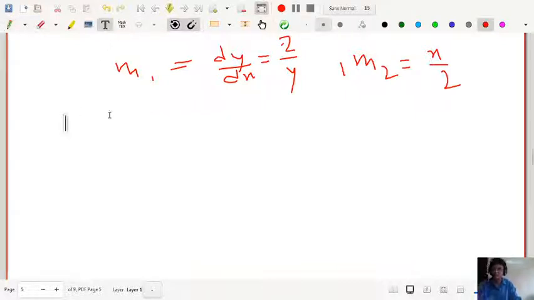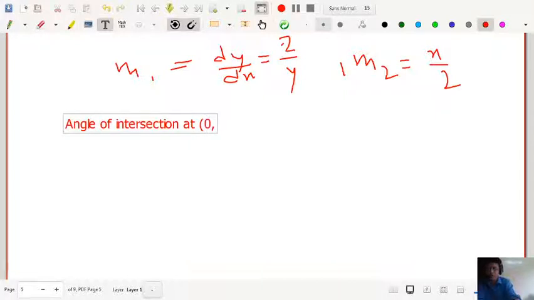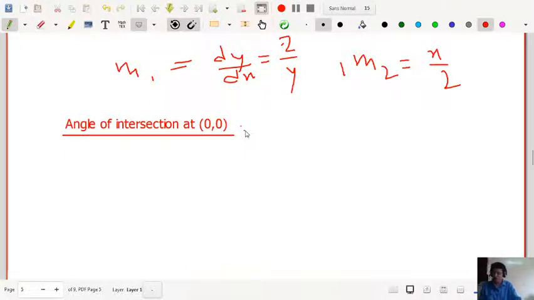Let us find out the angle of intersection at the origin, because there are 2 points of intersection. So let us first visualize what will happen in the angle of intersection at (0, 0). So if it is (0, 0) at the origin, you see m1 goes to infinity, the value of m is undefined, so it goes to infinity at (0, 0), right?